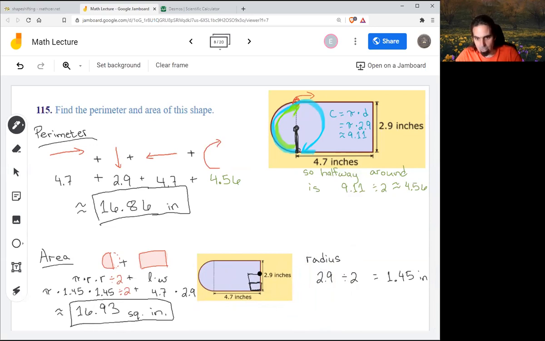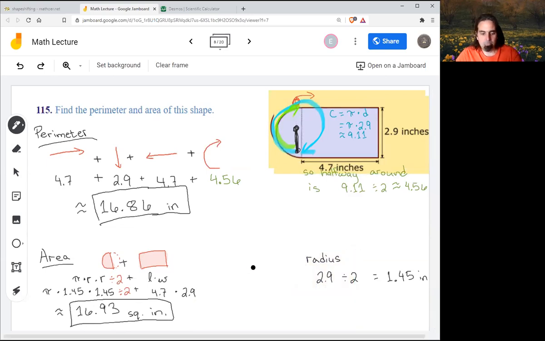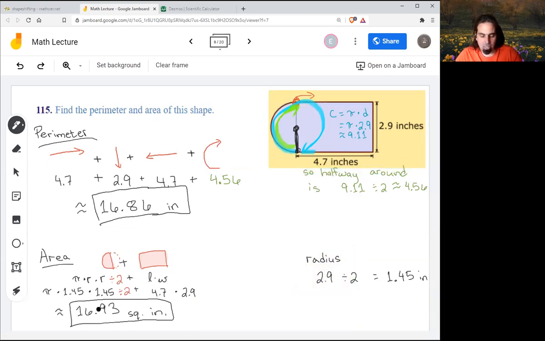And so I would make my tiles. This would go over by a little bit because it's 2.9. My artwork is obviously not sufficient. But I would take almost 17 tiles to cover that shape.